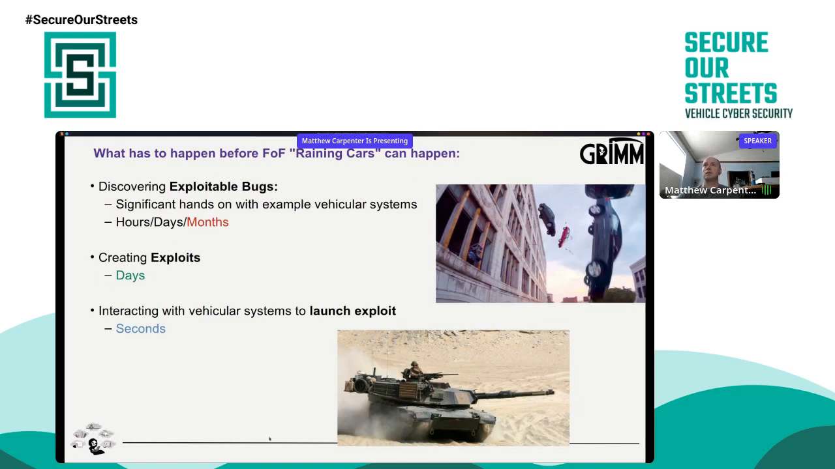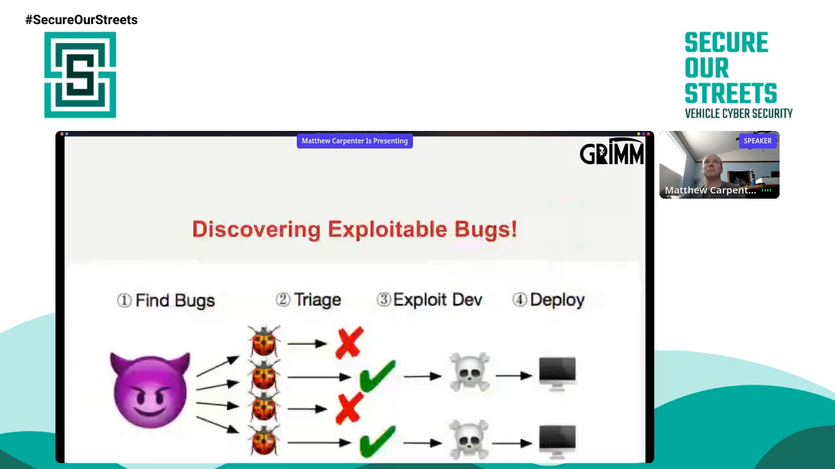So just a moment to talk about timing. Discovering exploitable bugs is where most of the work really happens. In automotive, we're talking about an entry point, and then we have to carve a path of exploitable bugs, potentially, to get to the thing that we want. So the entry point could be your infotainment system or your telematics device.